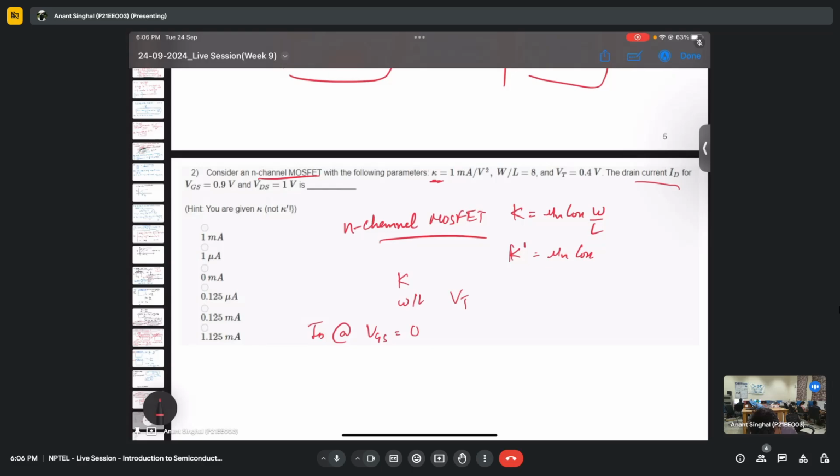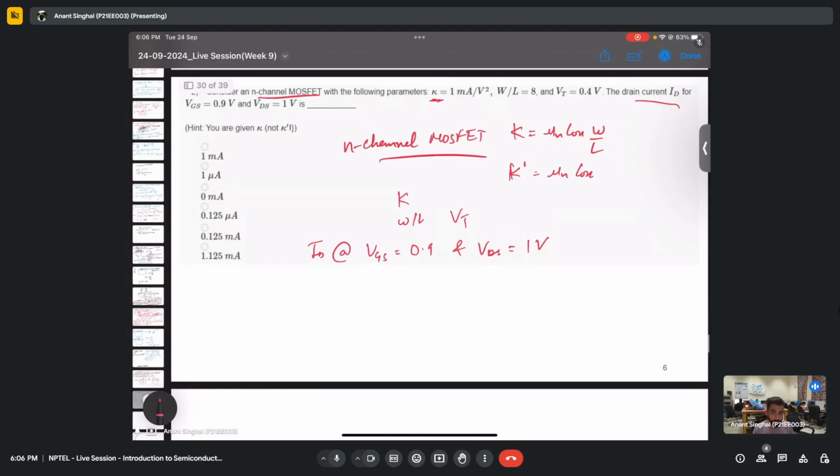First of all, can you tell whether the transistor is in the linear region or saturation region? How can we do that? What is the criteria? In saturation, VDS should be greater than or equal to VGS minus VT. If it is less than, it is linear. Okay, yeah.